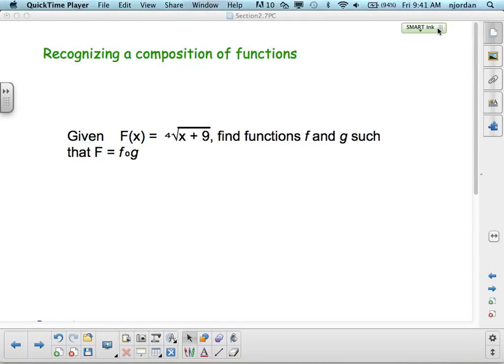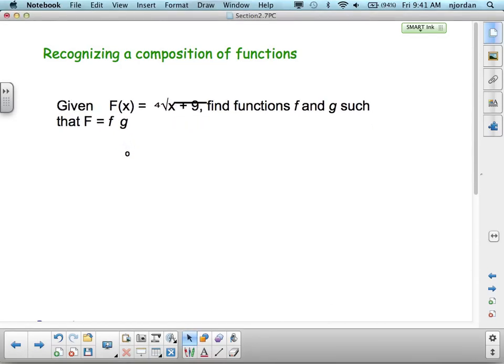Okay, back for more here. This should only take about 5 minutes, so I really just have 2 examples for us to look at and a little bit of practice. What you need to be able to do also is recognize the composition of functions.